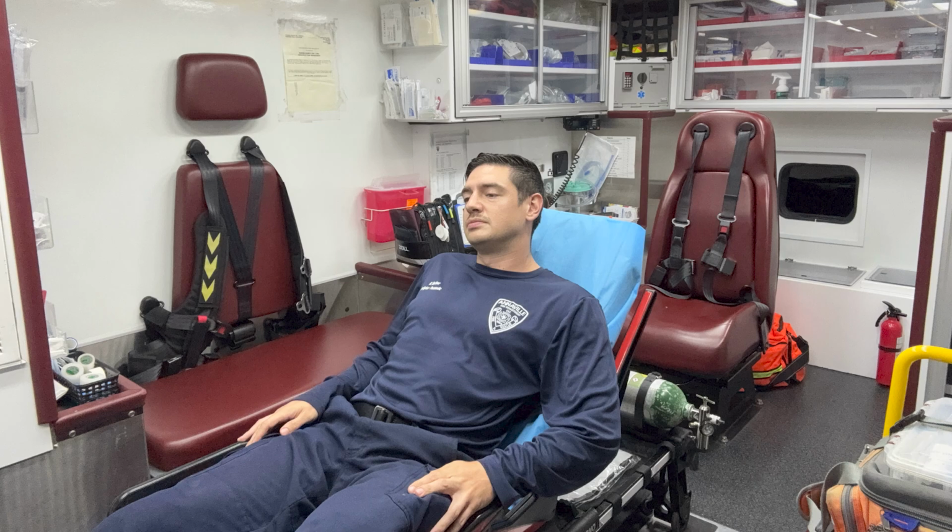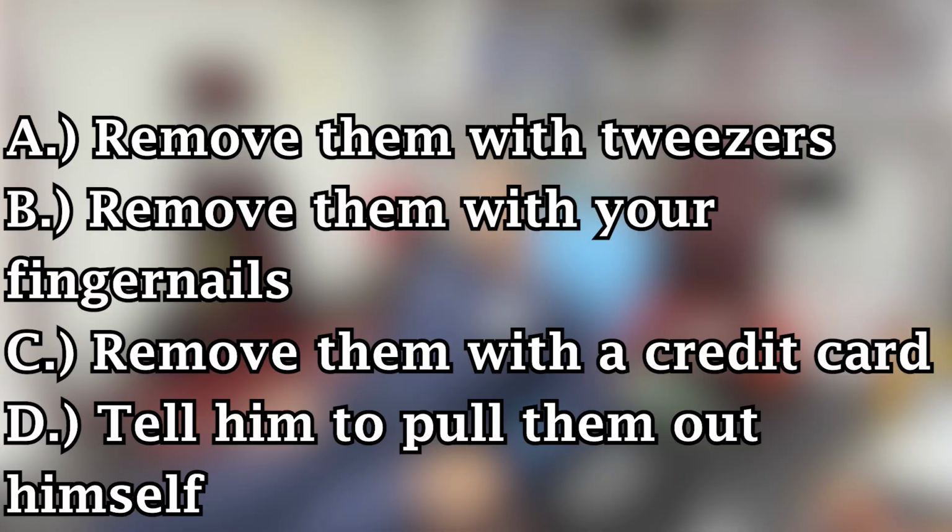The patient advises he was jogging whenever he thinks he was stung by multiple bees, but he could have sworn that he outran them. The patient is asking you to remove the stingers. How should you go about this? Should you A. Remove them with your tweezers, B. Remove them with your fingernails, C. Remove them with a credit card, or D. Tell him to pull them out himself.